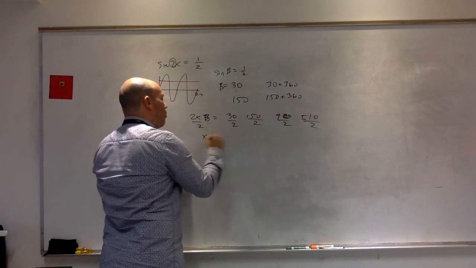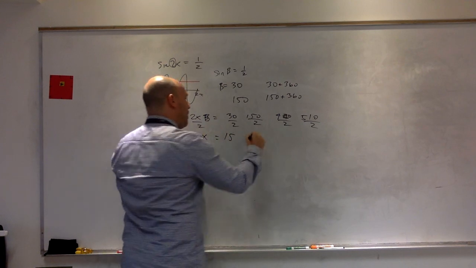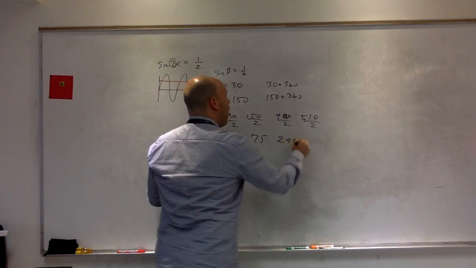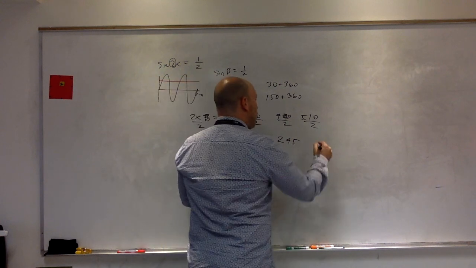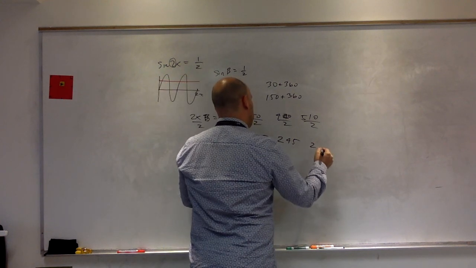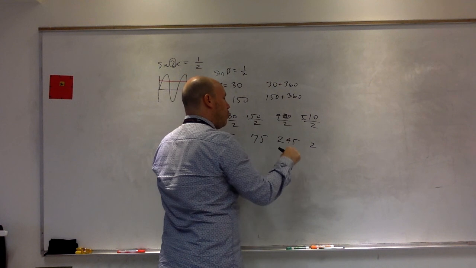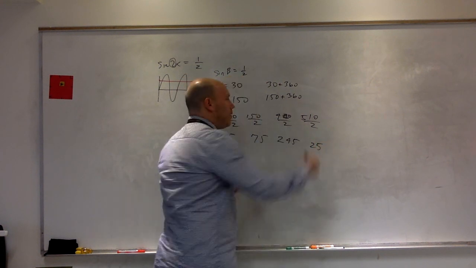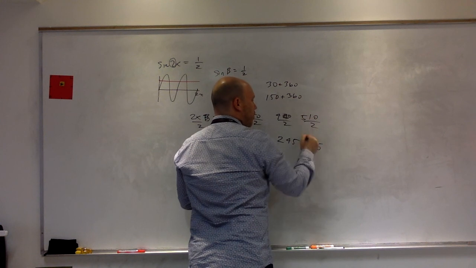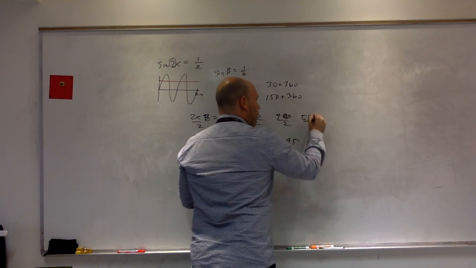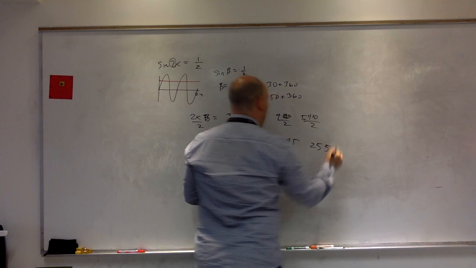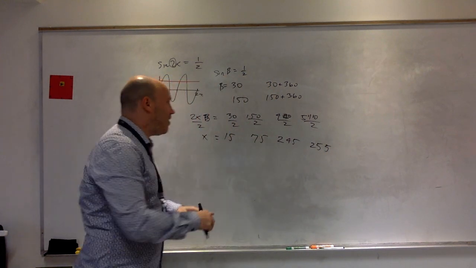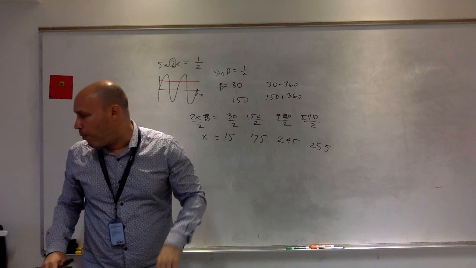We get x equals 15, x equals 75, x equals 245, and x equals what? 250. Sorry, let's see. 2 goes into 2 once, carry the 1, 5, carry the 1, 255. So this is our 4 solutions, and this is a technique. Let's try another one, and then we'll move on.